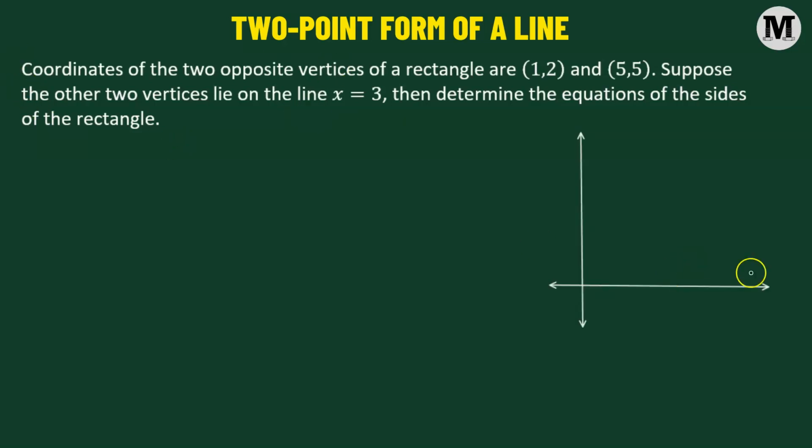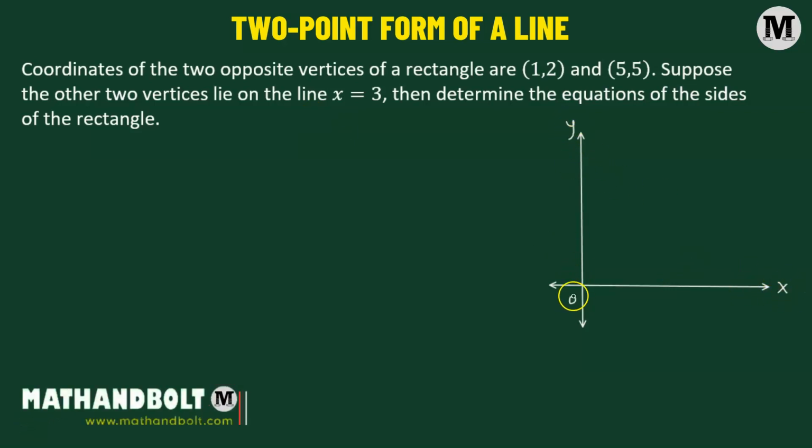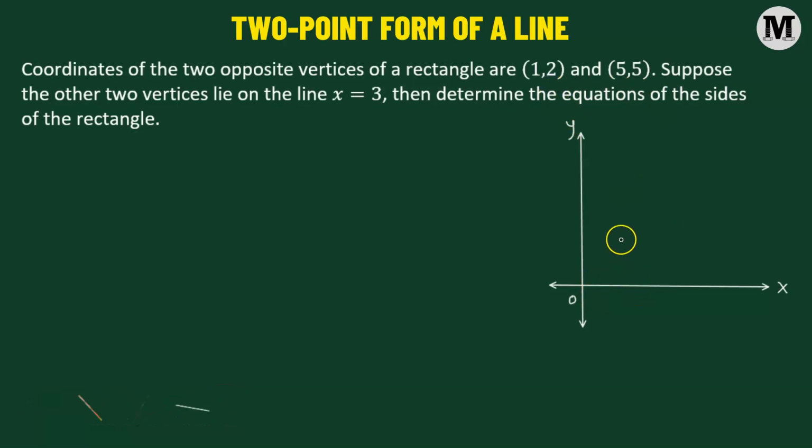So here we have the coordinate axis. We have the x-axis and the y-axis. So let's first plot the two points (1, 2) and (5, 5). Let's say we have the point A corresponding to (1, 2). Then we have another point, let's call it C, with coordinates (5, 5).